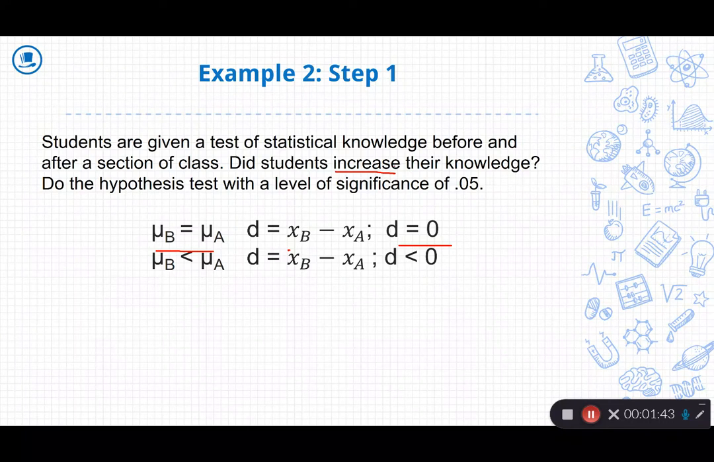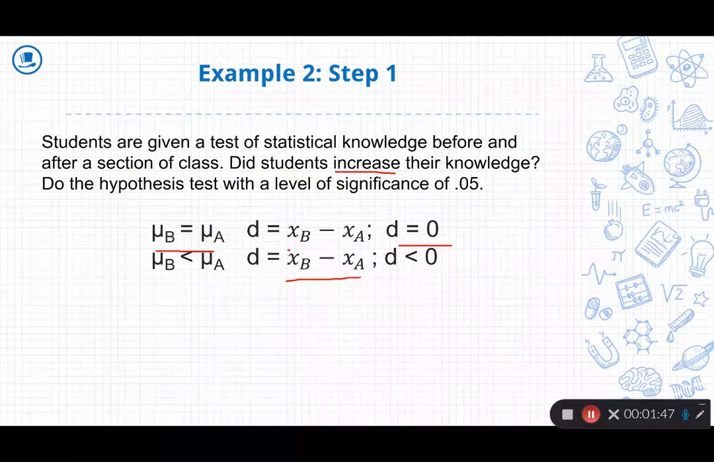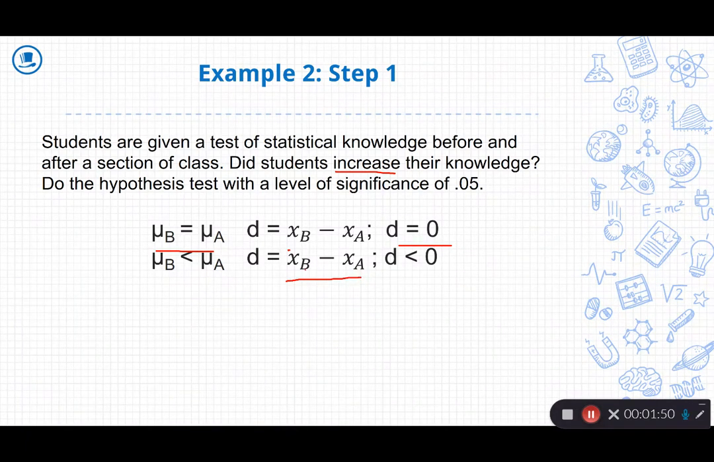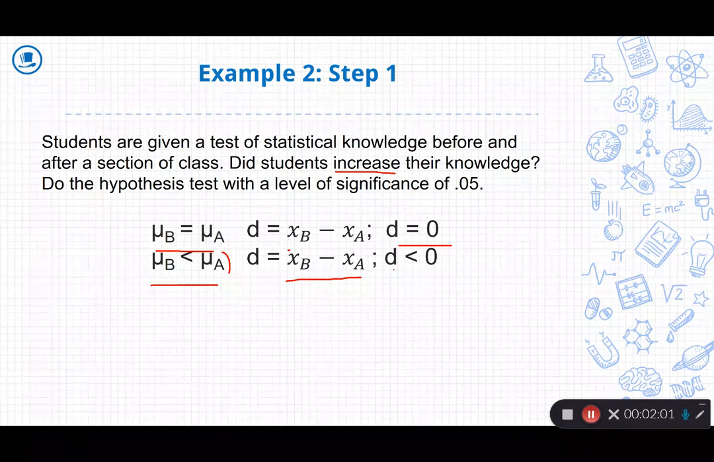According to the alternative hypothesis, increasing their knowledge, well, if we've got this difference, X_B minus X_A, and this is the relationship, before less than after, they should increase their knowledge. They should know more about statistics afterwards. Then we would expect D scores less than 0. D scores less than 0. Now this is where it seems to not make sense. We're going to expect negative difference scores when students are better afterwards.